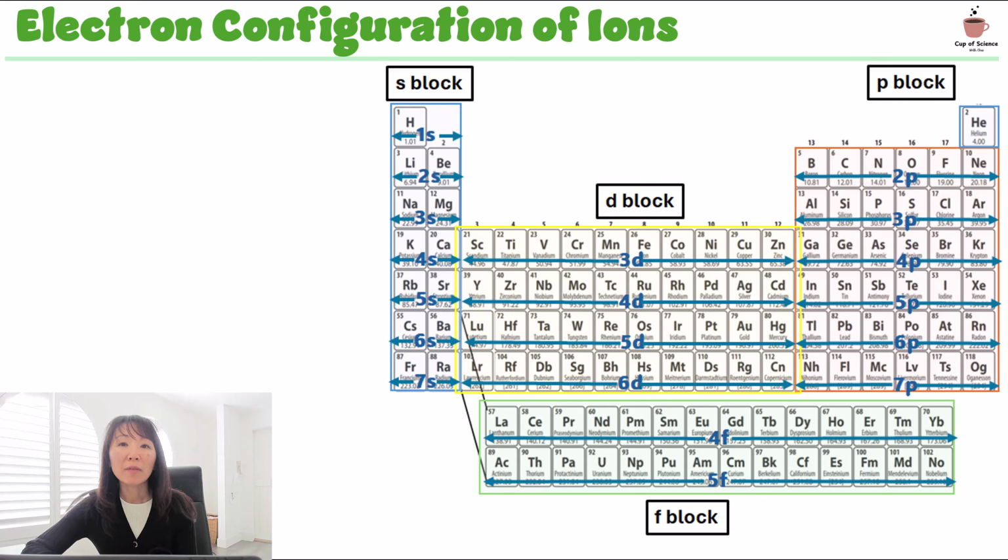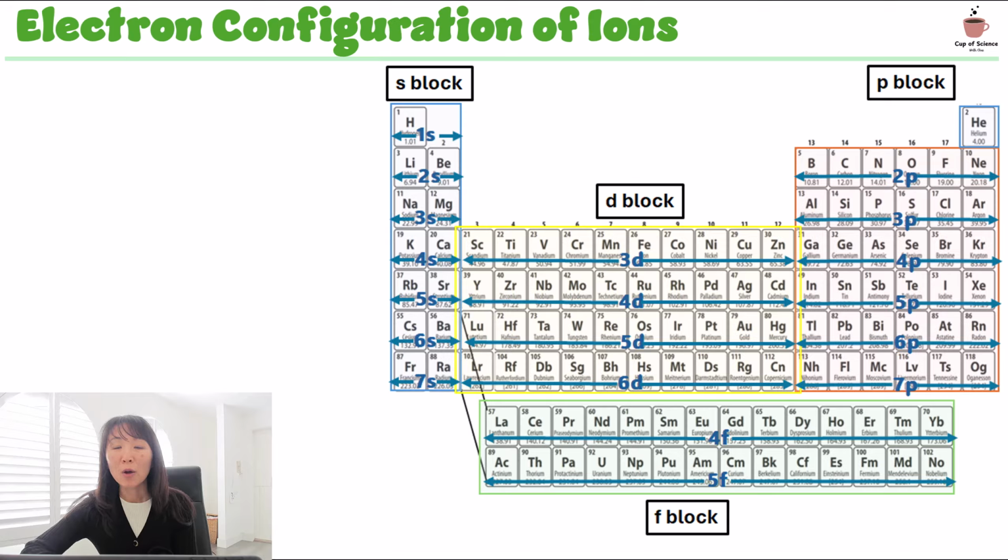In this video, we'll cover electron configuration of ions. If you haven't done so already, make sure you watch parts 1, 2, and 3 of electron configuration for main group elements, transitional elements, and inner transitional elements. That will help you to understand this portion of the lecture.